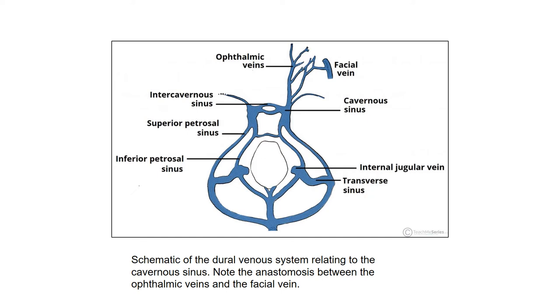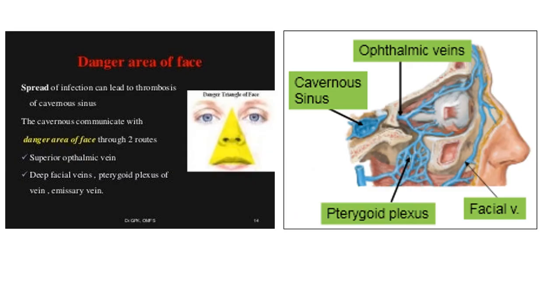So this is to show the dural venous system relating to the cavernous sinus. So note the anastomosis between the ophthalmic vein and the facial vein, which has a direct communication with the cavernous sinus. So any infection from the middle part of the face can travel through these passages to the cavernous sinus. As mentioned before, spread of infection from the danger area of the face can lead to thrombosis of the cavernous sinus.